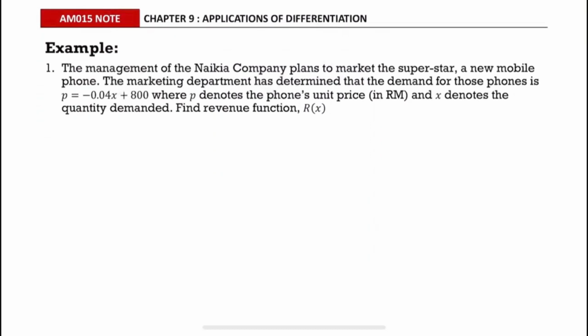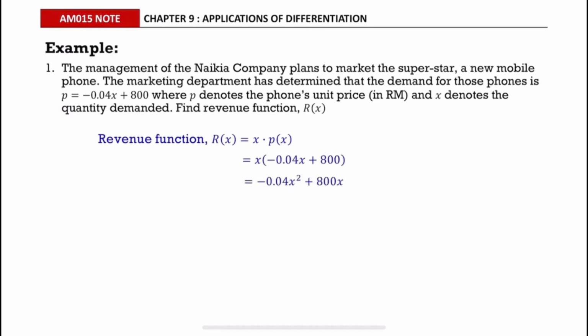The question for this example is, the management of the Nokia company plans to market the Superstar, a new mobile phone. The marketing department has determined that the demand for those phones is P equals negative 0.04x plus 800, where P denotes the phone's unit price in RM and X denotes the quantity demanded. Find the revenue function. Revenue function equals X multiplied by P of X. So now substitute the P of X, which is the price demand, and expand.